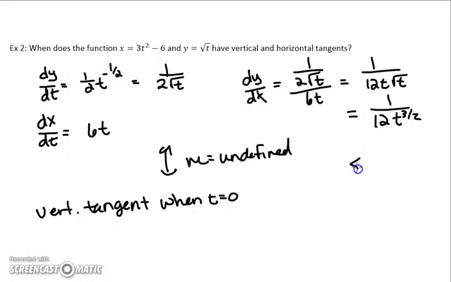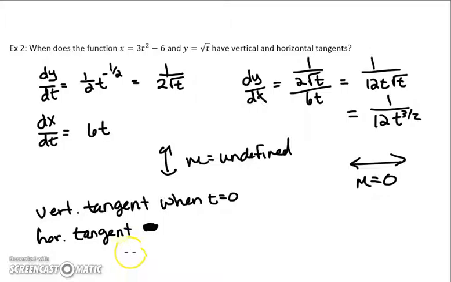For a horizontal tangent line, we have to think the slope is going to be 0. So we have to figure out when 1 divided by 12t to the 3/2 power is going to equal 0. Whenever we have fractions and we're trying to find when that fraction equals 0, we have to think about when the numerator is 0. So 0 divided by a number is going to give us that 0, so we're looking here at a 1. 1's never going to be 0, so horizontal tangents don't exist. We're never going to have a horizontal tangent with the parametric function x equals 3t squared minus 6 and y equals square root of t.